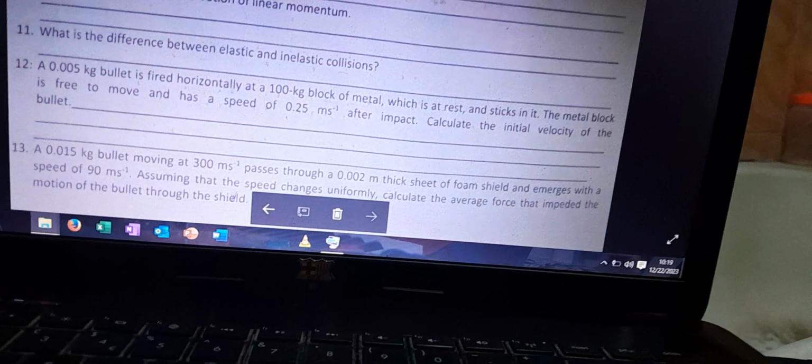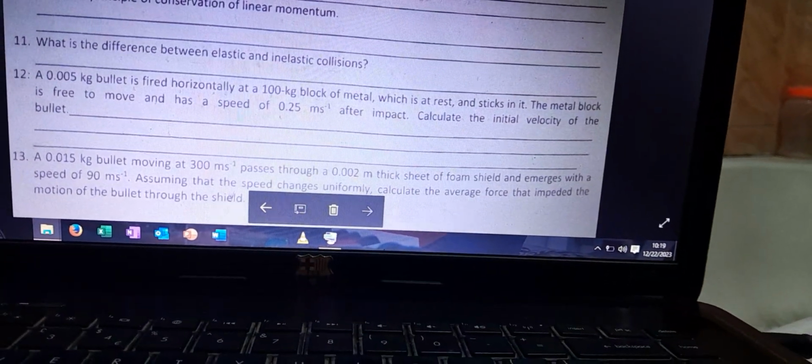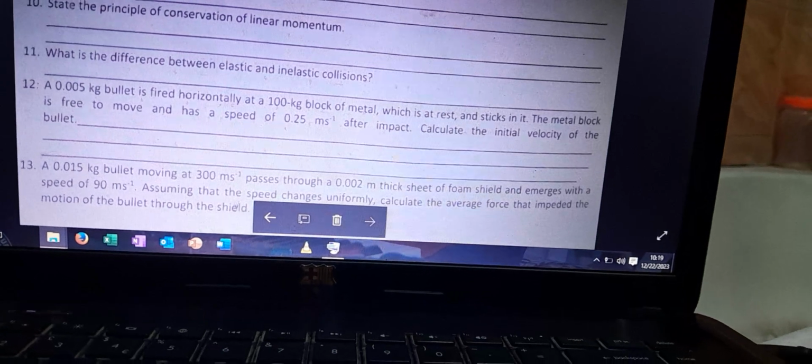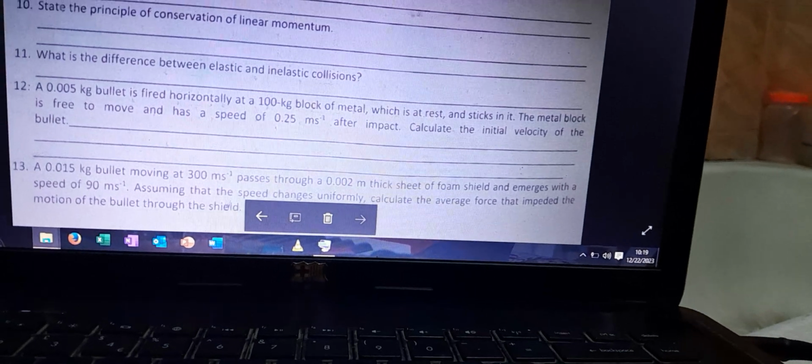Kinetic energy is not conserved. Okay, so it just means that kinetic energy is actually transformed to another form of energy, such as internal energy or deformation energy. All right. Let's talk about the nature of collision.